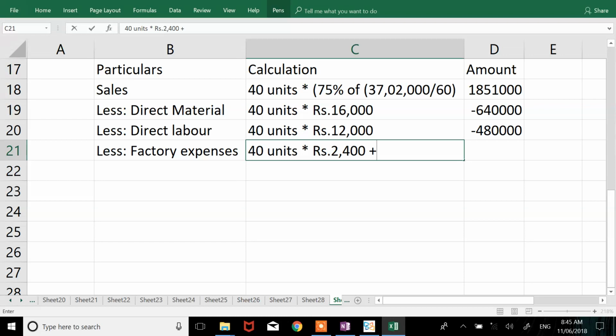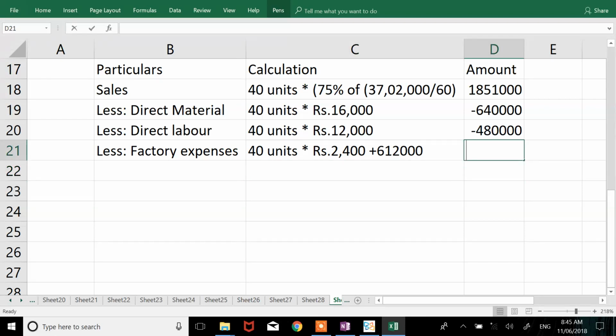Plus 6,12,000. That's why we did that bifurcation. The reason of doing that bifurcation is to understand what is going to be the overall cost. That bifurcation is going to help us in quickly closing the statement. 40 into 2,400 plus 6,12,000.